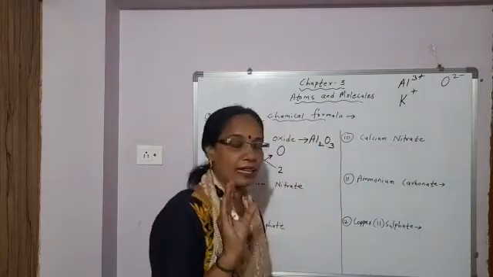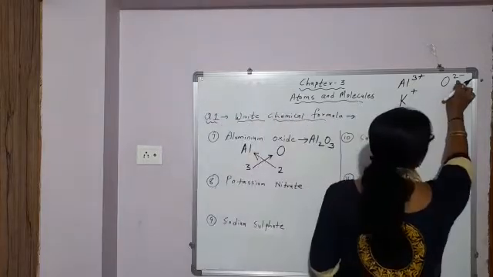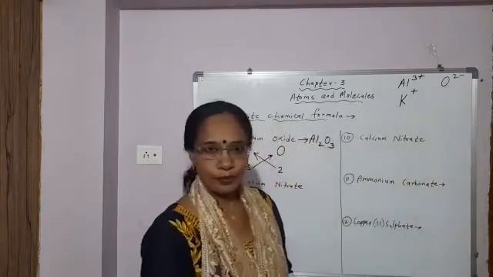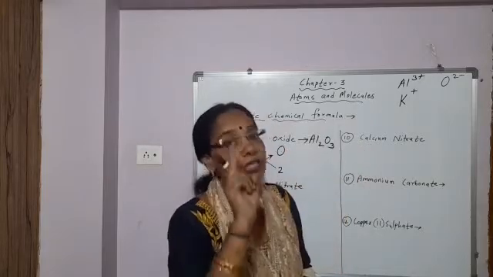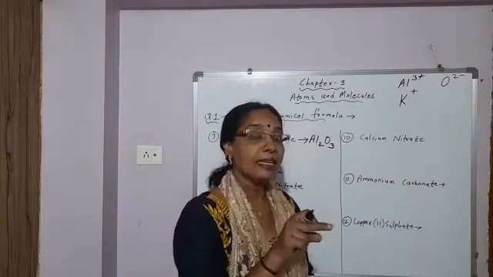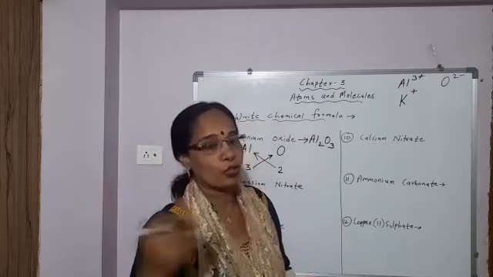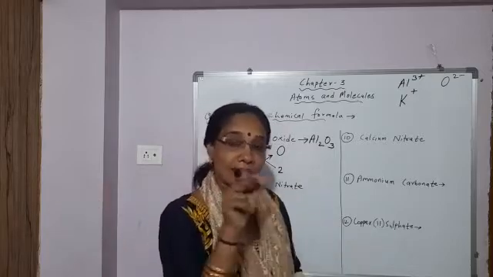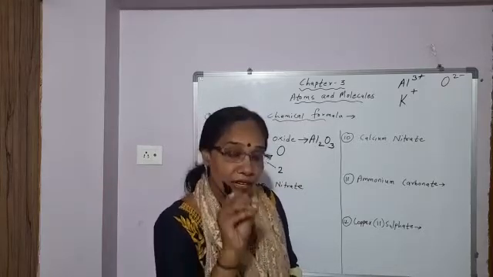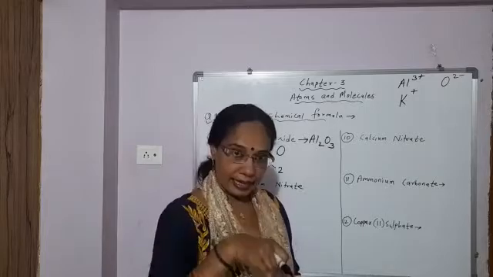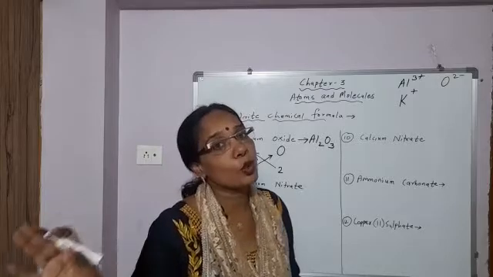And students, positive ions, how is it formed? By losing electrons. And negative ions, how is it formed? By gaining electrons. Okay, so K plus means potassium loses how many electrons? 1 electron. As it is losing 1 electron to attain the electronic configuration of its nearest noble gas, that one is its valency. Because what is valency? Valency is the number of electrons an atom loses, gains or shares to attain the electronic configuration of its nearest noble gas.